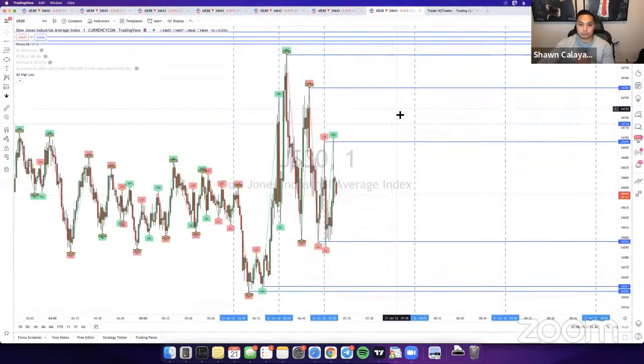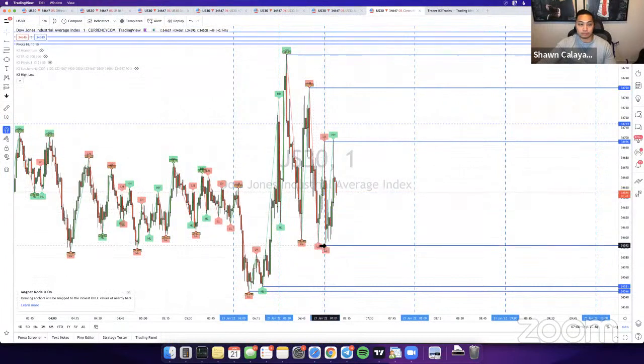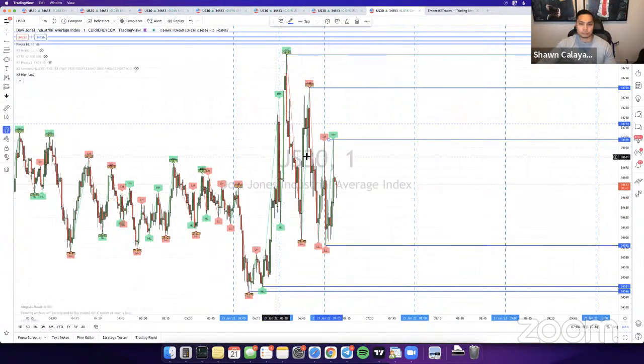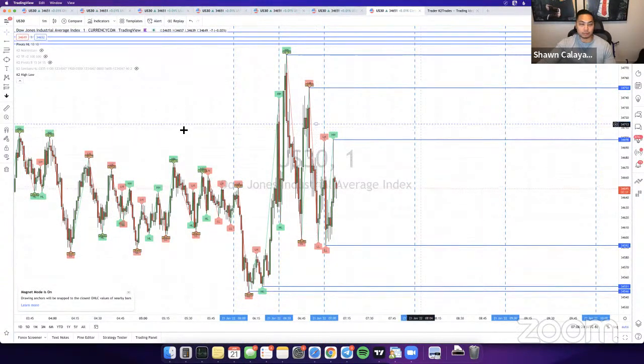All right, so not really much going on in the market, guys. Price is kind of just going sideways at the moment. We have low right here, and we have the... all right, there. That blue line right there is going to be opening price.